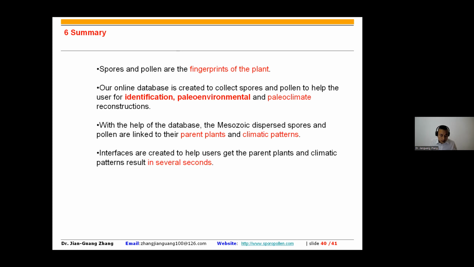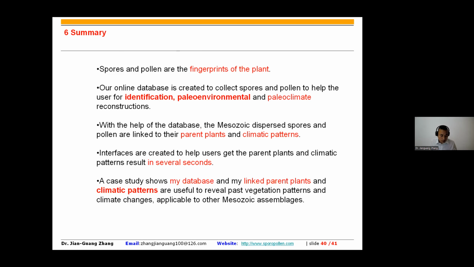Interfaces are created to help users get the parent plants and climatic patterns result in several seconds. A case study shows the database and our linked parent plant and climatic patterns are useful to reveal past vegetation patterns and climate changes applicable to other Mesozoic assemblages.